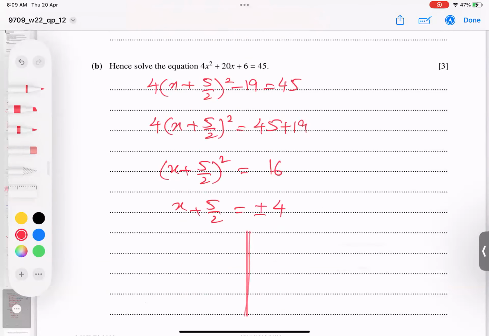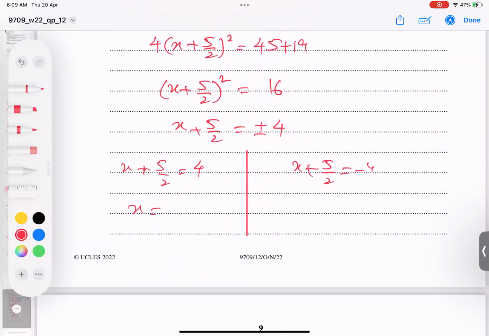Now make a break. x plus 5 over 2 equals 4, and x plus 5 over 2 is equal to minus 4. So this goes there and we solve, and this goes there and solve. So first answer we are getting 2, 4 is 8, and we get it here, 3 by 2.